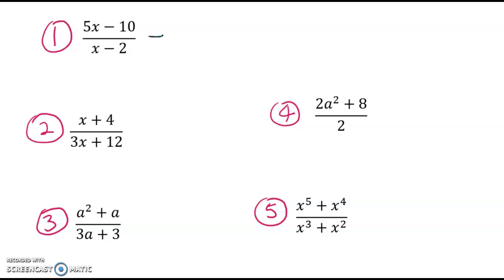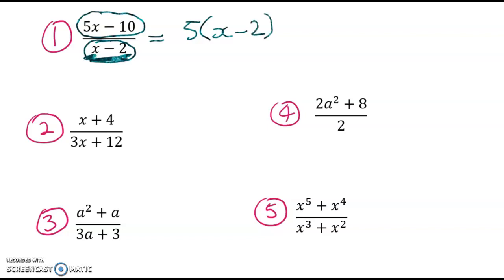In question 1, let's look first at the denominator. Is there any common factor in here that I can take out? No, there's not, right? So we've got an x here and we've got a 2 here. We've got no numbers that are factors and we've got no variables that are factors. But if I instead look at the numerator, I see that I've got a common factor of 5. So 5 times x will give me 5x. 5 times x will give me 5x. 5 times negative 2 will give me negative 10, or take away 10.